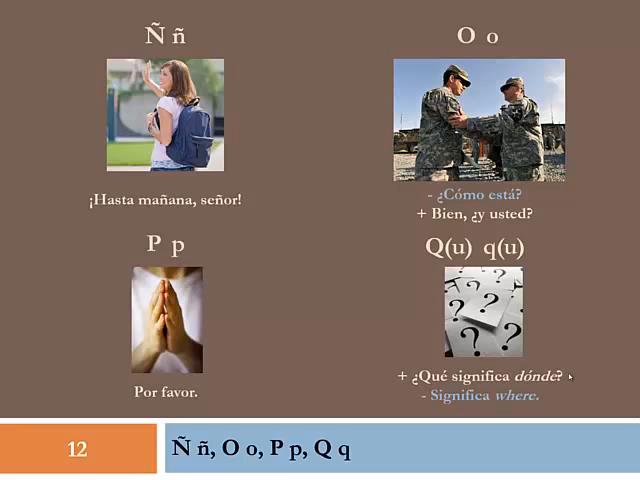The next set of letters begins with ñ. Hasta mañana, señor. Then comes O. ¿Cómo está? Then comes P. Por favor. Then comes Q, which always appears with U, as in ¿qué significa dónde?